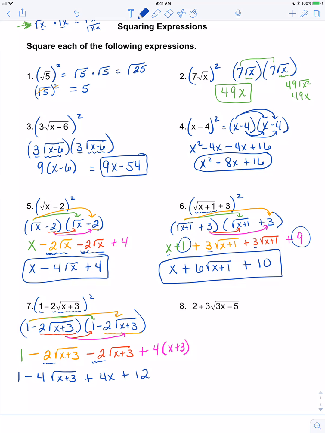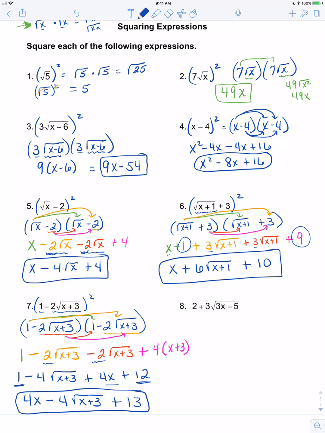Okay, so we are going to now put this in the correct format and join any like terms. So we're going to put our 4x, then we have our negative 4 square roots of x plus 3, and then we have our whole numbers, 1 and 12, which makes 13. So there is your final answer. Again, take those one step at a time. Take it very slow so that you don't miss anything.